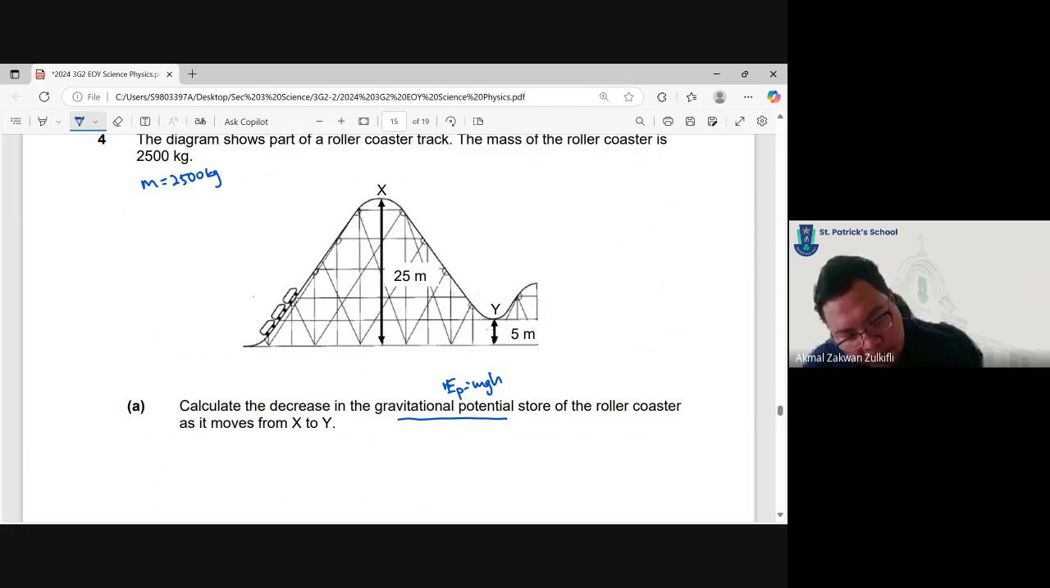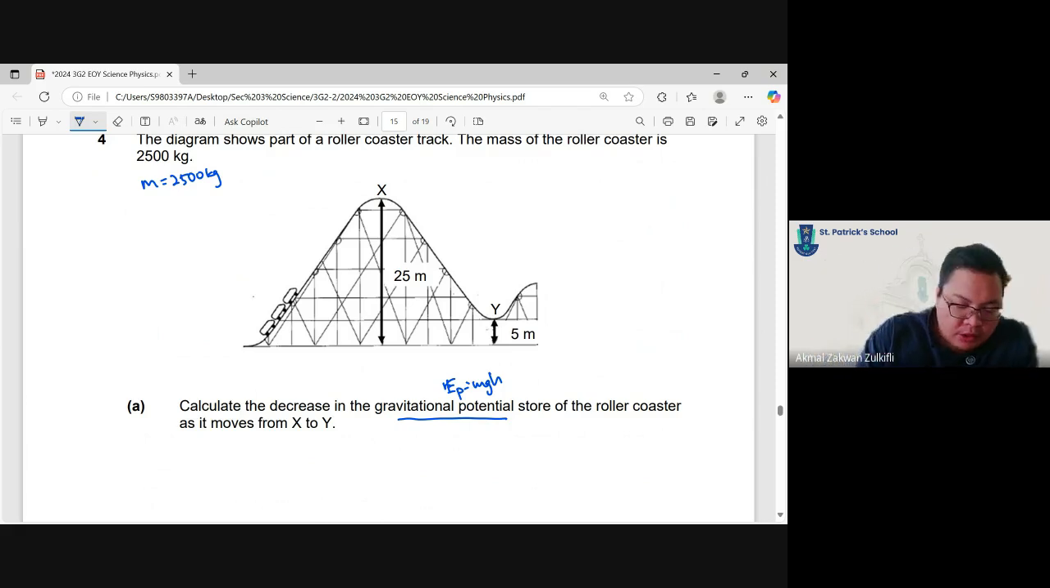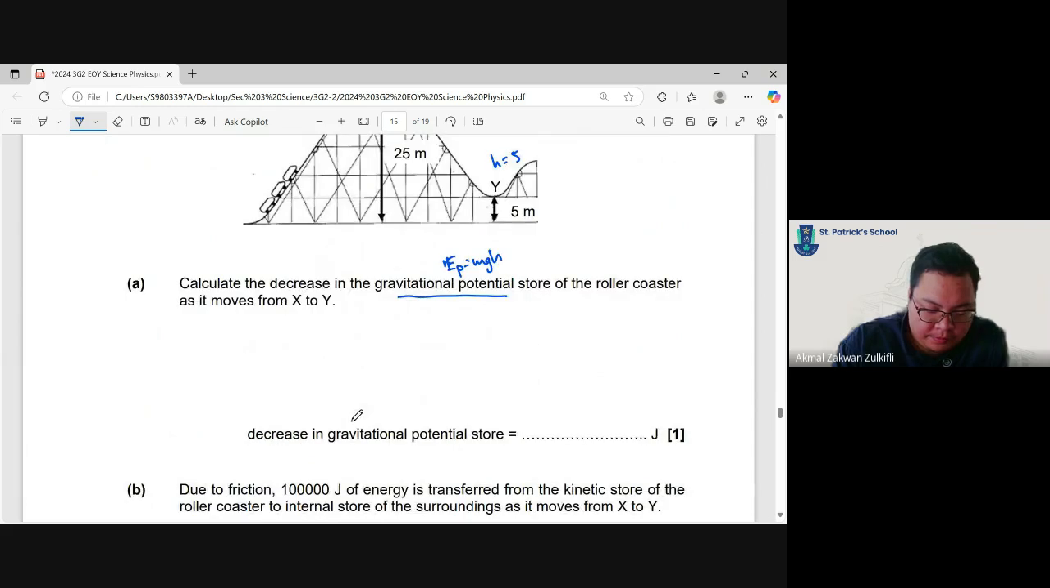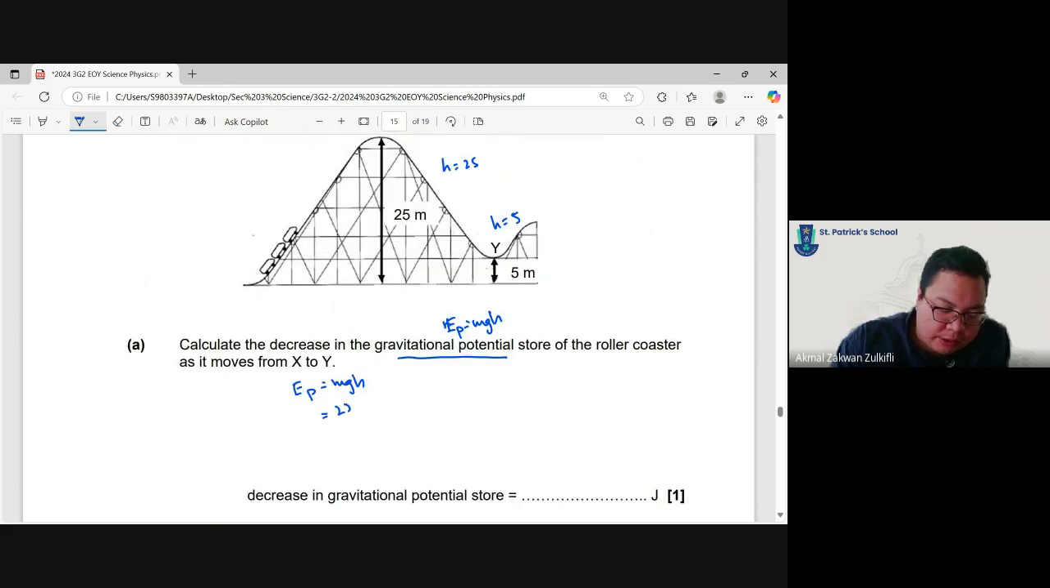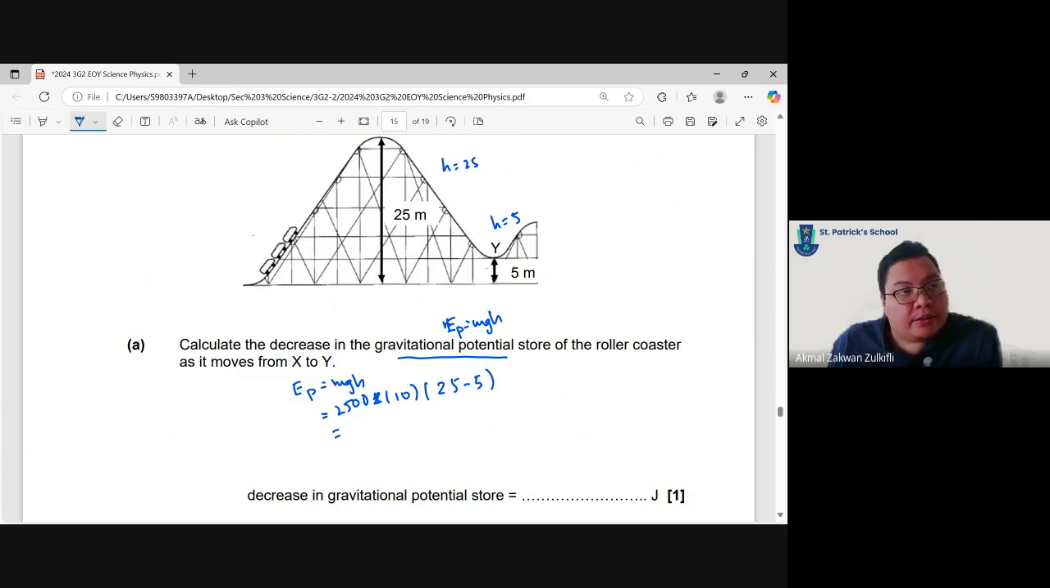As it moves from X to Y, so from h equals 25 to h equals 5, we use the formula EP equals mgh. Mass, we know what the mass is, just now we have the mass: 2500 times g times 10. g on Earth, you already take it as 10. And the height is this difference. And you will get your answer.